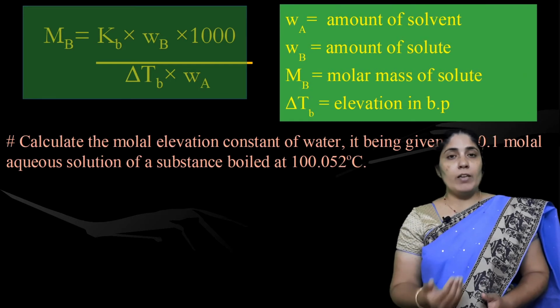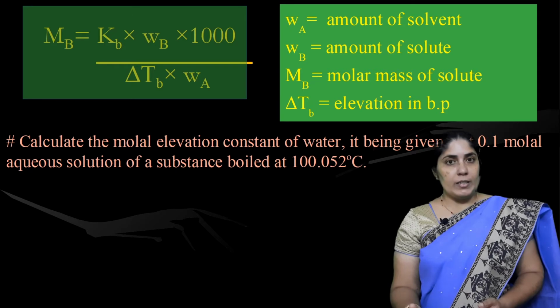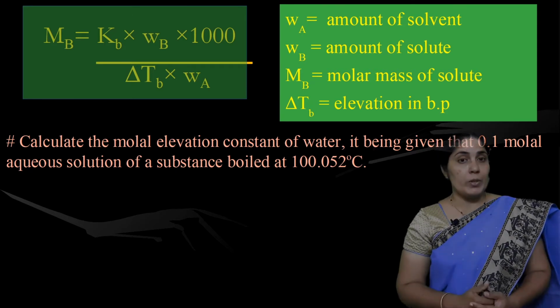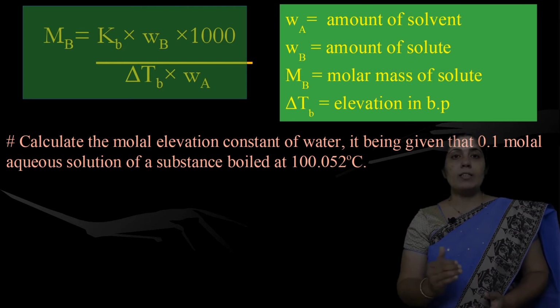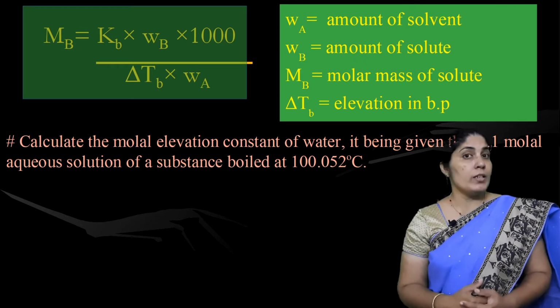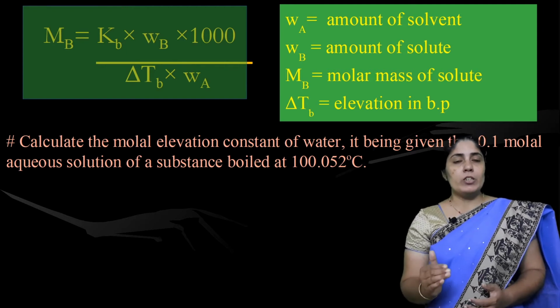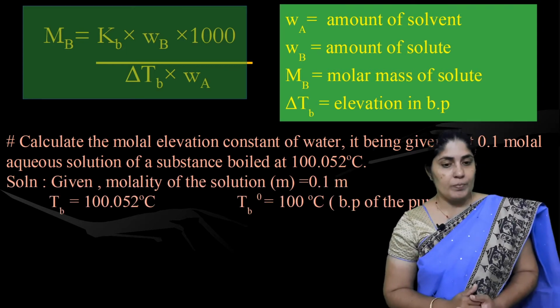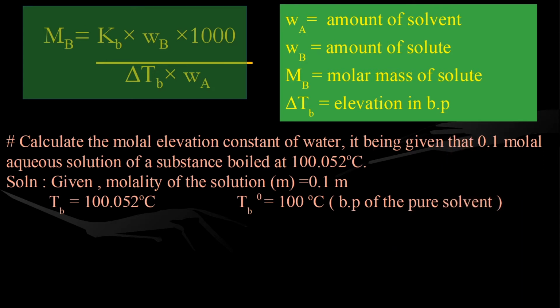Calculate the molal elevation constant of water. It is being given that a 0.1 molal aqueous solution of a substance boils at 100.052 degrees Celsius. As usual, let's jot down the given quantities. The molality of the solution m is 0.1 molal. The boiling point of the solution Tb is 100.052 degrees Celsius. Now, since the solvent considered here is water, you can write it very easily that the boiling point of the pure solvent water Tb0 is equal to 100 degrees Celsius.